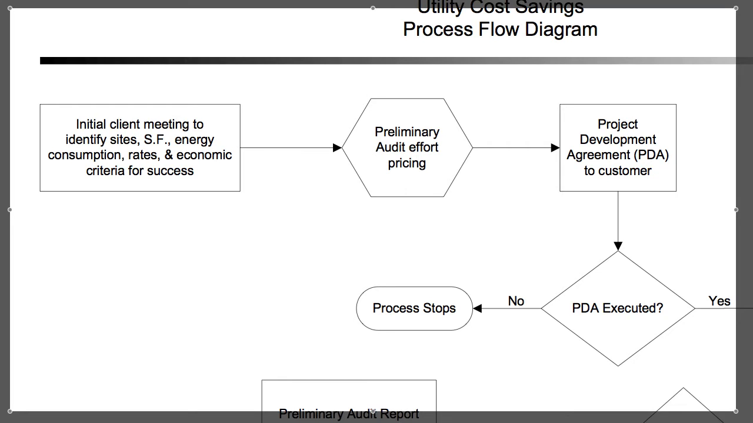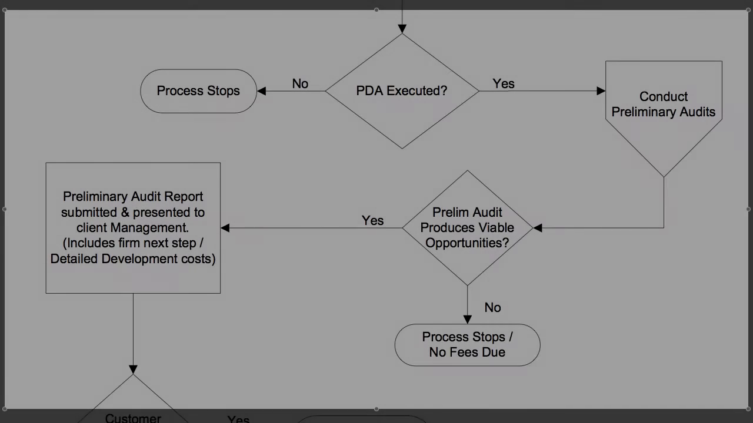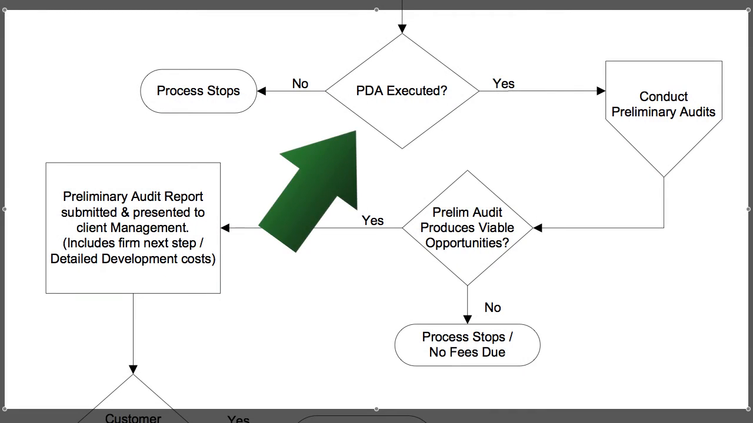From there, once we know that, we're able to put together our preliminary audit pricing so that we can give the customer what it's going to take for us to do the next step. Once we've got that, we're able to assemble our project development agreement and deliver that to the customer. Once the project development agreement is executed, we're off and running and the real work begins.